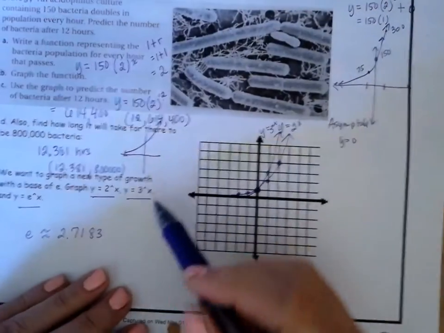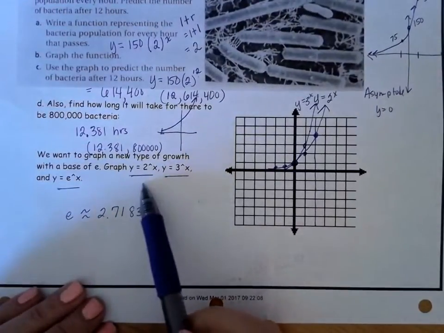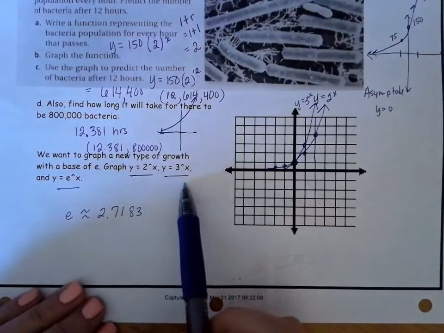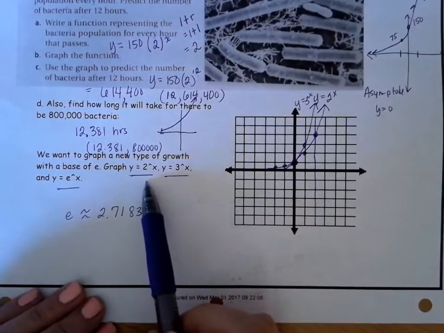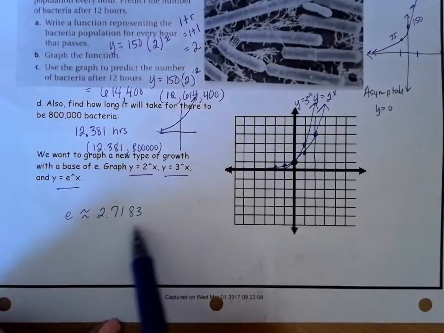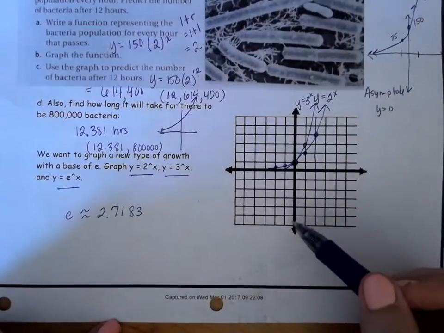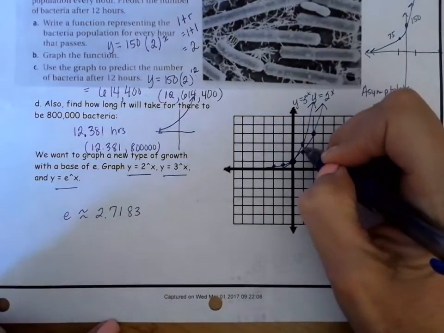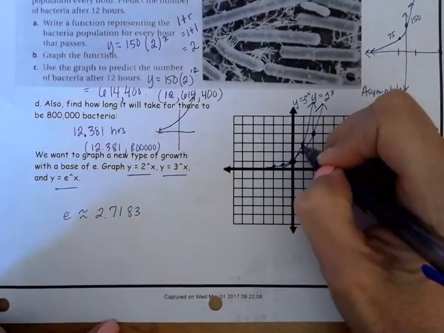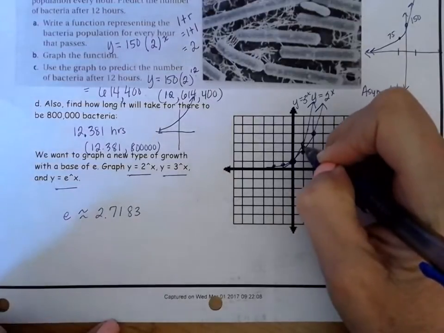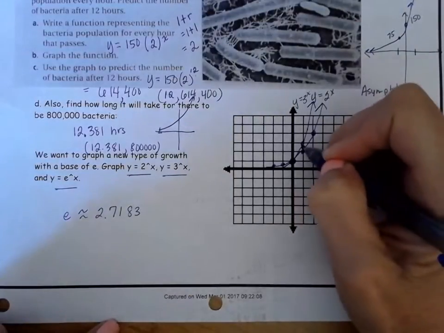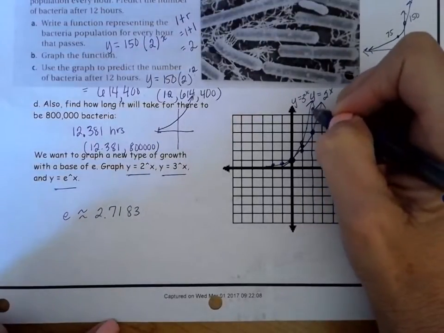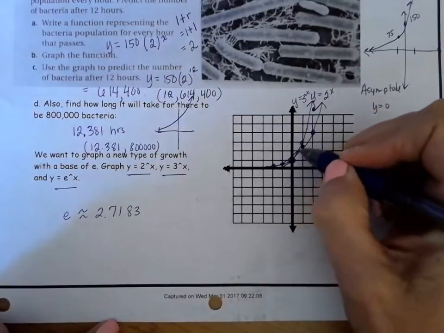Okay, and then e is a value between 2 and 3. So the base is going to be a growth, but it's not going to grow quite as fast as the base of 3, but it's going to grow faster than the base of 2. So it's going to be between these two graphs. It's still going to have the same y-intercept, but it's going to cross somewhere right between here. So e to the first is approximately 2.7183, and then e to the second would be somewhere between 4 and 9. So it looks just like this.